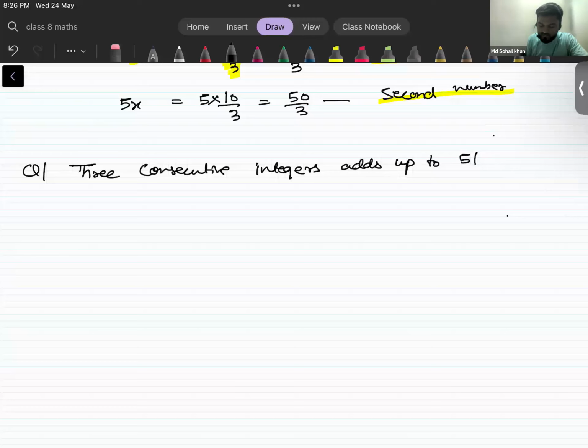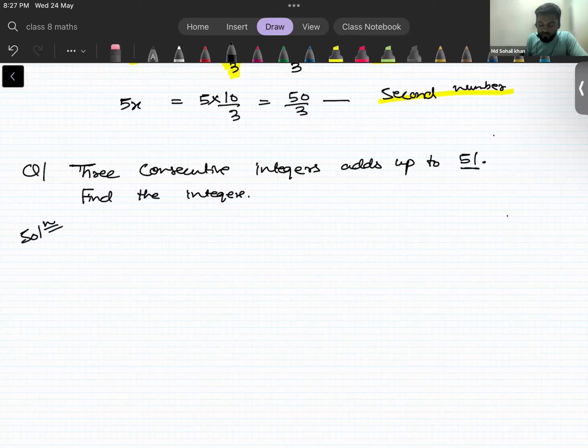Find the integers. Now, what do you understand by the word consecutive, Ahmed? Consecutive means continuous numbers. 1, 2, 3, 4. Okay, non-stop, continuous numbers. Yes, sir. So there are three consecutive integers. When they are added, you get the value 51. You need to find out the integers. So let's solve this one.